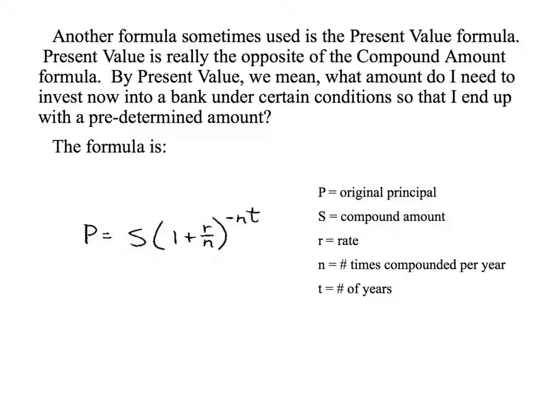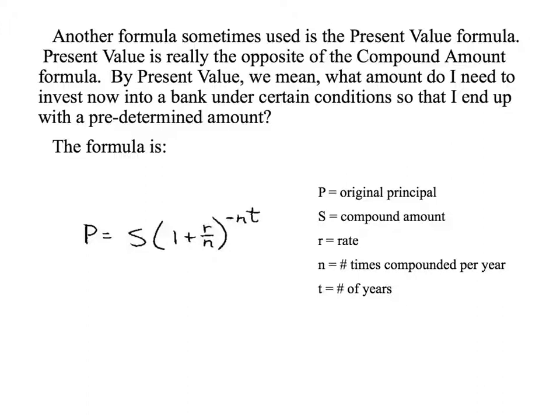Here's the formula. P is equal to S times, in parentheses, 1 plus r over n, this time to the negative nt power. And once again, all the variables mean the same thing as in the compound amount formula, but I have them listed over here, over to the right.